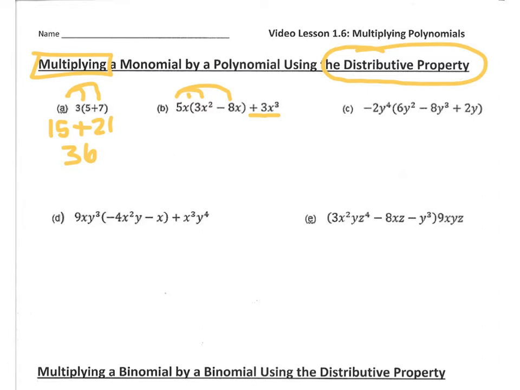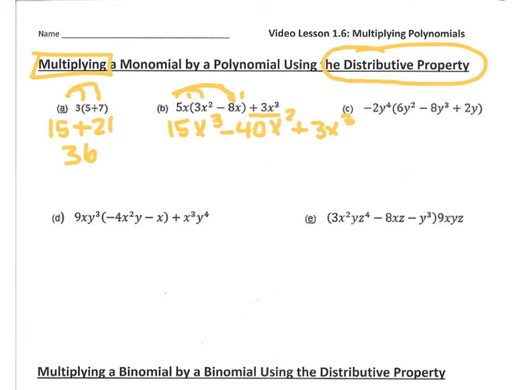Remember, when we distribute, we multiply. So we have 5x to the first power times 3x to the second power. 5 times 3 is 15. X to the first power times x to the second power is x to the third power. Multiplying 5x times negative 8x, 5 times 8 is negative 40. X to the first times x to the first is x squared. And then hanging off the end, we have a plus 3x to the third.